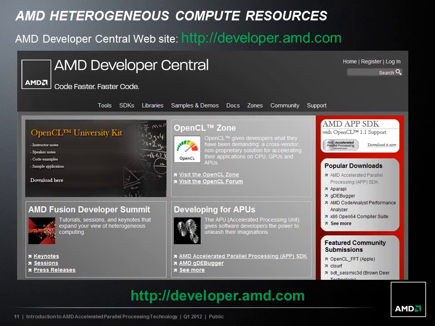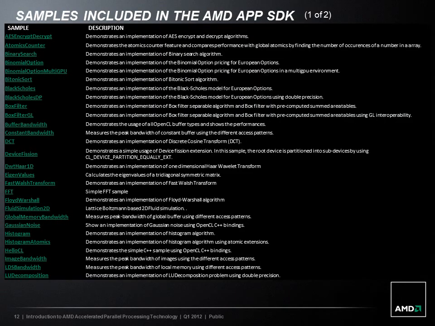AMD offers extensive resources to help developers learn how to begin developing software for parallel processing applications. For webinars, tutorials, the AMD Accelerated Parallel Processing Software Development Kit with support for OpenCL, including samples and demos, and development tools, please go to AMD Developer Central at developer.amd.com.